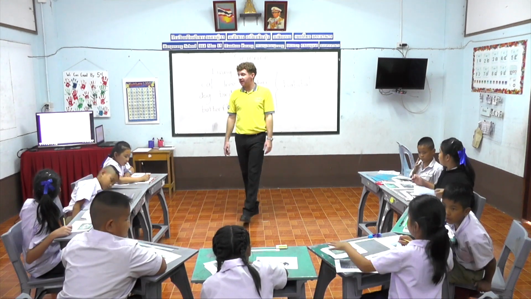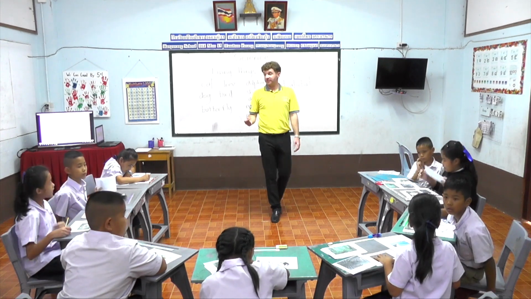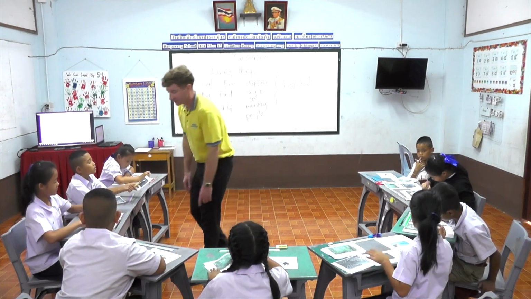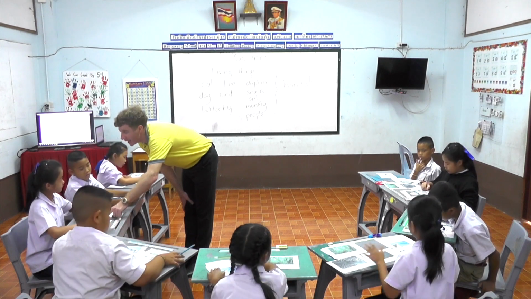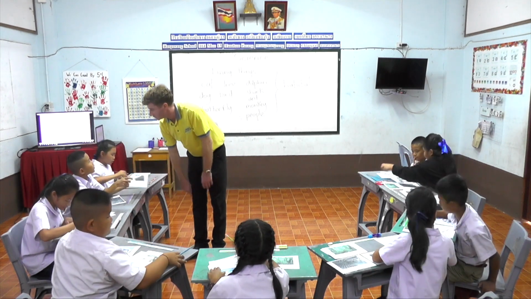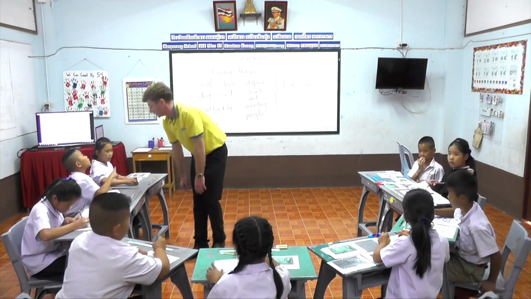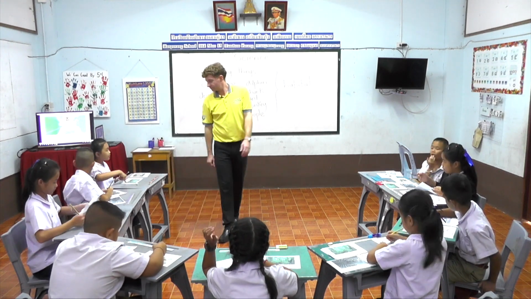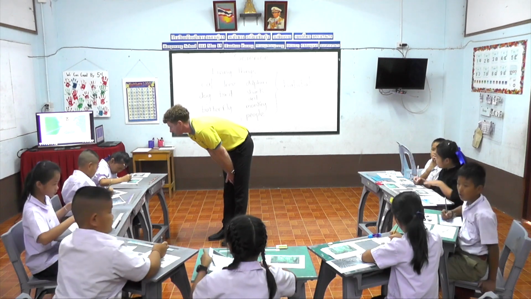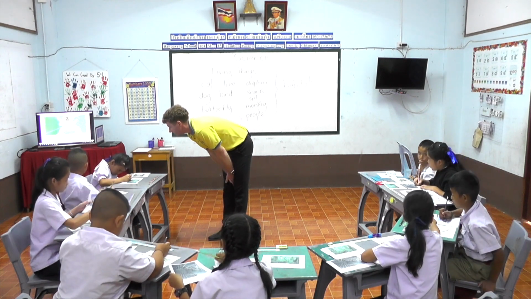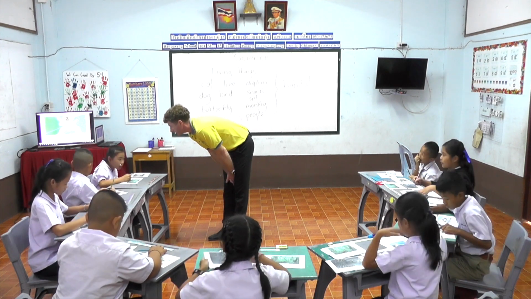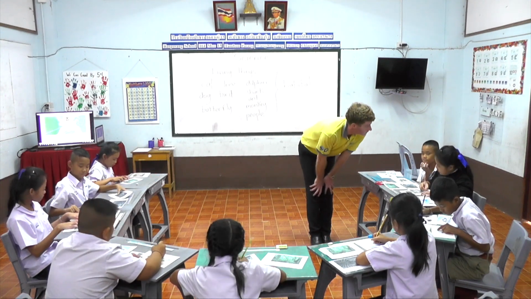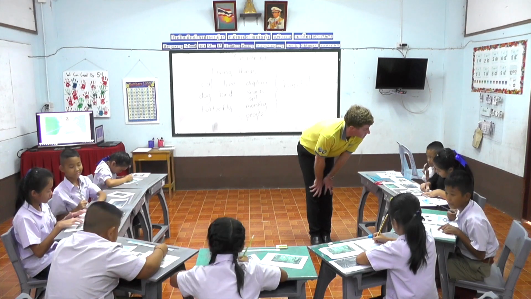Fish. How do we spell fish, guys? F, I, S, H. Fish. Next. N, E, S, T. Spider. S, P, I, D, E, R. Jungle. J, U, N, G, L, E. Nest. N, E, S, T.